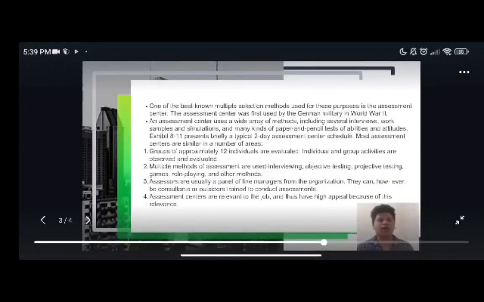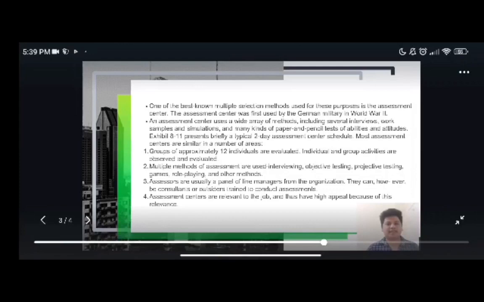One of the best-known multiple selection methods used for these purposes is the assessment center. The assessment center was first used by the German military in World War II. An assessment center uses a wide array of methods, including several interviews, work samples and simulations, and many kinds of paper and pencil tests of abilities and attitudes. Exhibit 8-11 presents briefly a typical 2-day assessment center schedule.